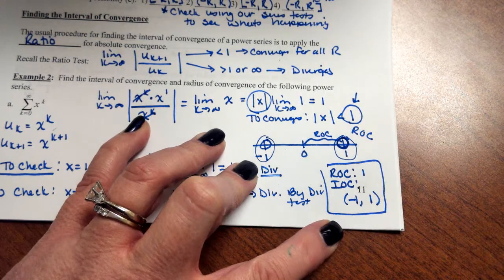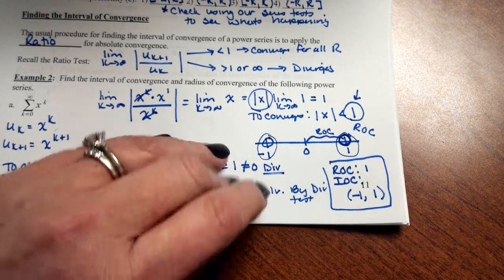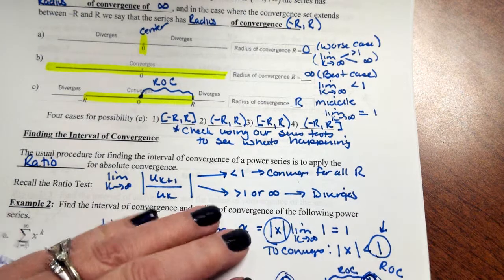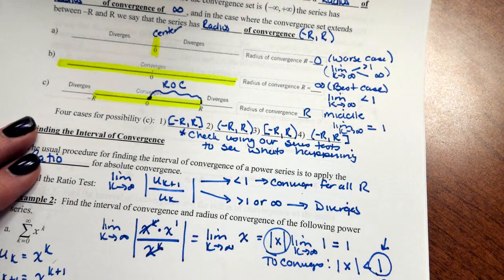So that's how you find your radius of convergence and interval of convergence. So probably for you, you guys will think this is your worst case scenario because you've got to do this extra work checking the end. Let's take a look at another example.